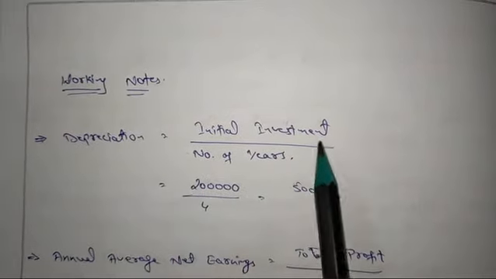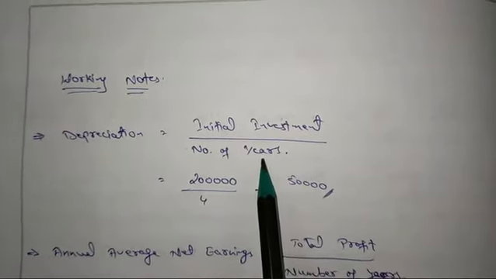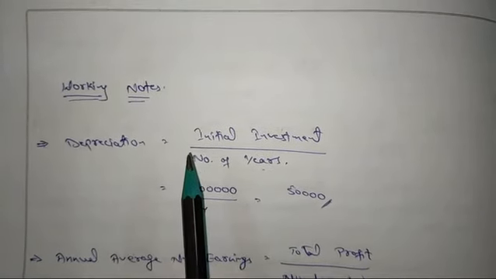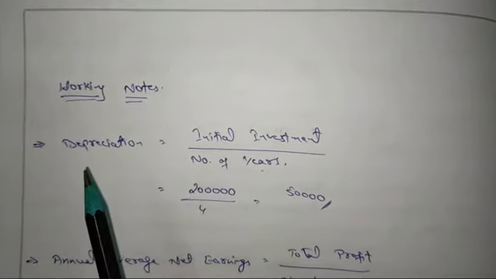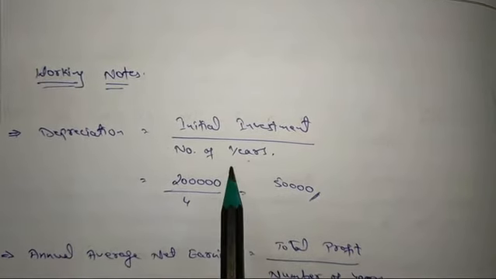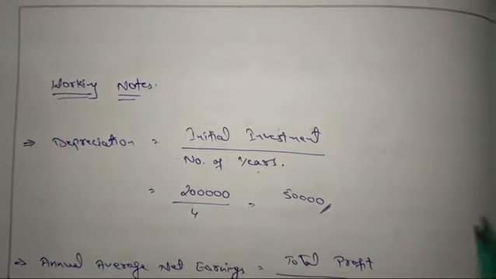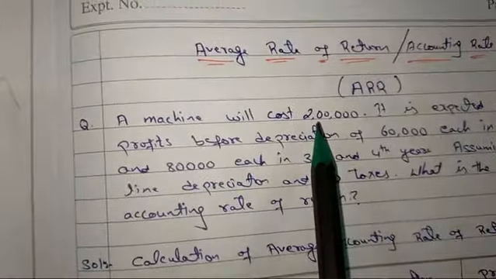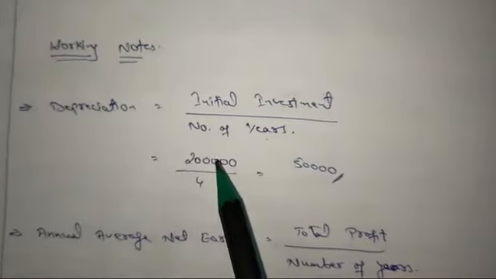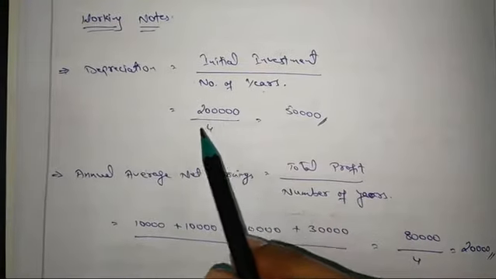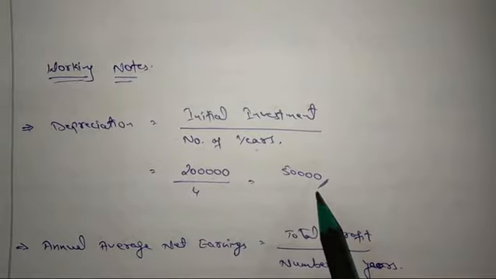Depreciation is equal to initial investment divided by number of years. To find out the depreciation when the depreciation percentage is not given, we have to follow this formula. Depreciation is equal to initial investment divided by number of years. So the initial investment was 2 lakhs, and the number of years is 4. 2 lakhs divided by 4 is 50,000.